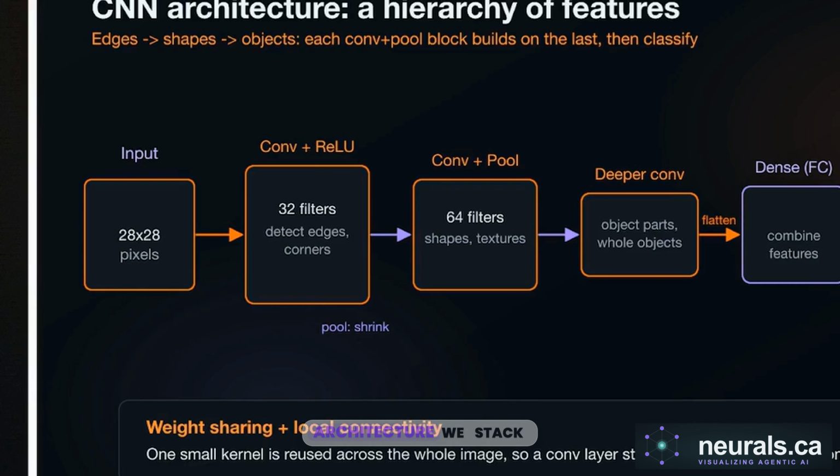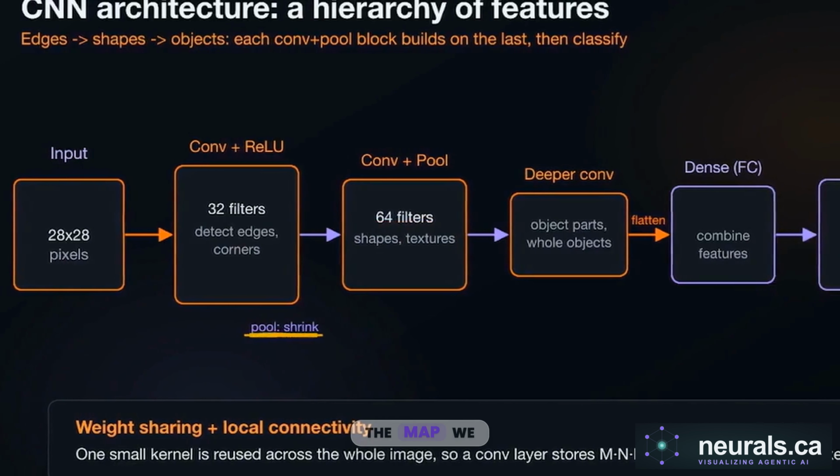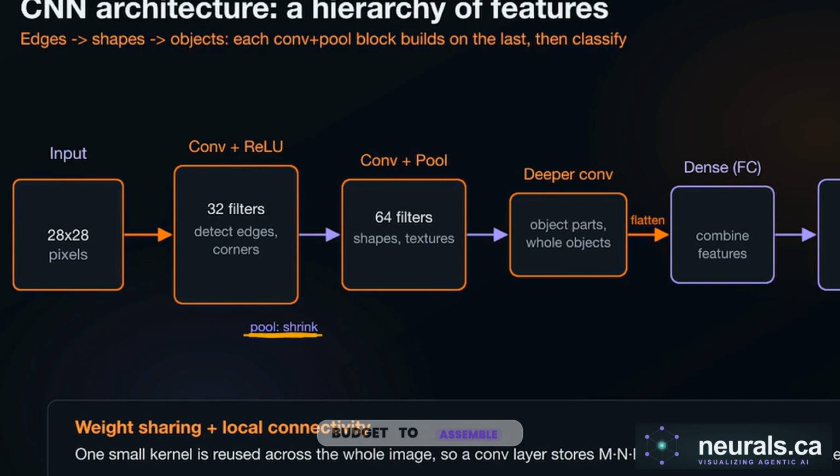Looking at the full architecture, we stack a second block, doubling the filter count to 64. Because pooling shrunk the map, we have the computational budget to assemble deeper, abstract features. Basic edges combine into corners, textures, and object parts.